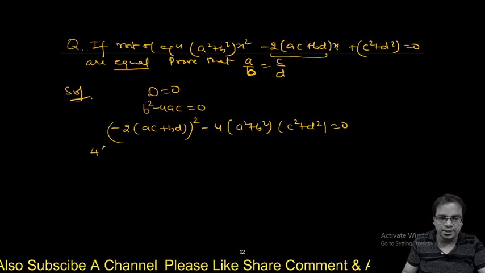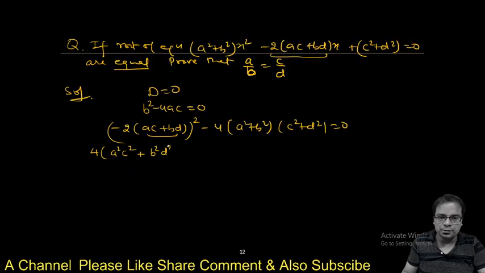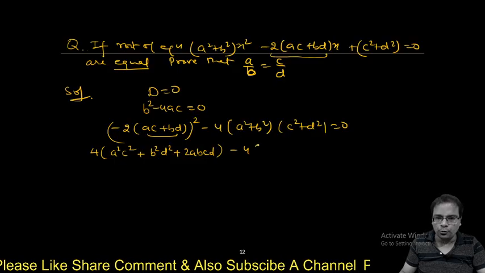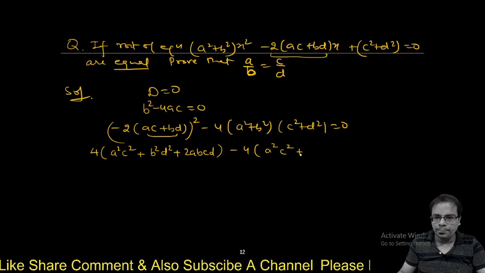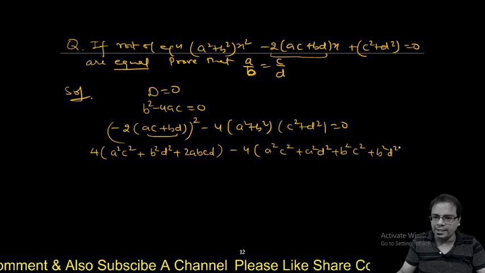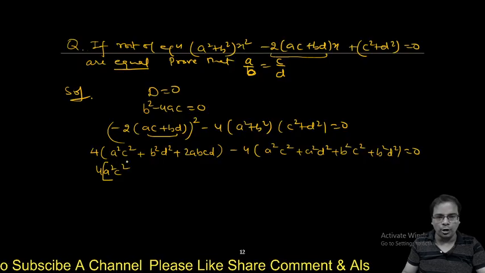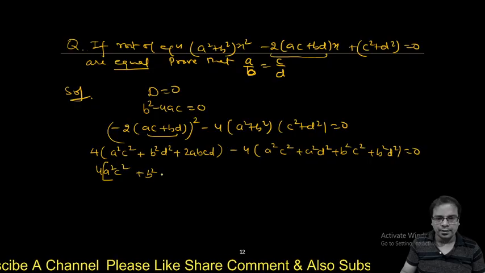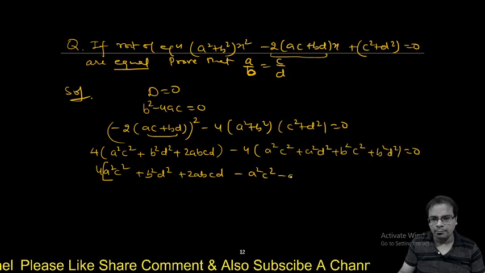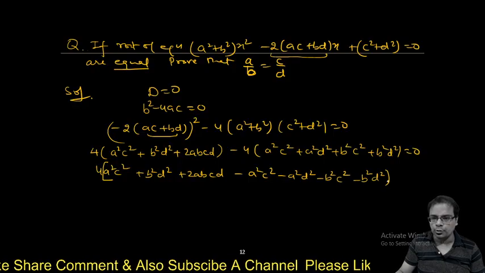Now minus 2 square is 4, times the bracket opened: a square c square plus b square d square plus 2abcd, because of acbd. Minus 4, open it: a square c square plus a square d square plus b square c square plus b square d square equal to 0. Now 4 can be taken common from both expressions: b square d square plus twice abcd minus a square c square minus a square d square minus b square c square minus b square d square equal to 0.